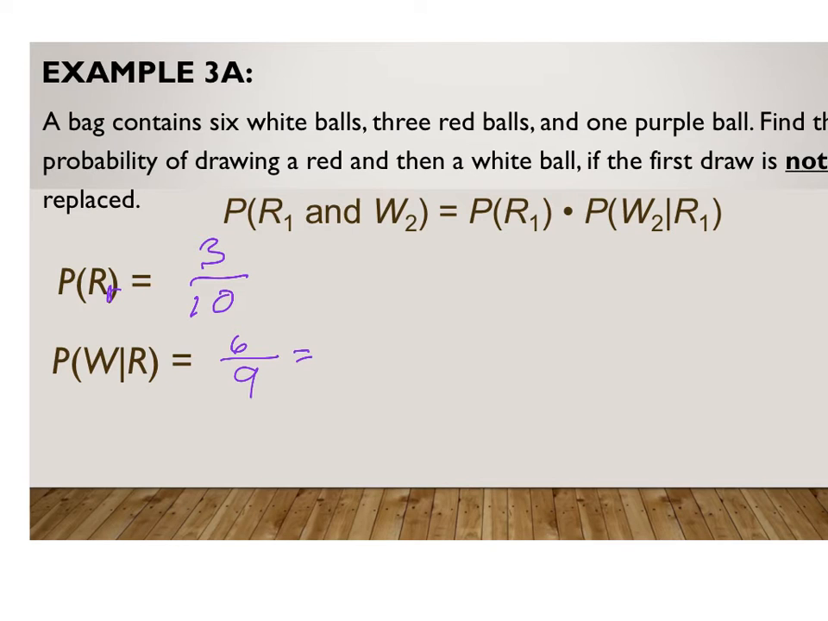This simplifies to 2/3. So now I multiply these to get my probability of red on the first and white on the second. So I have 3/10 times 2/3. And the 2 turns this 10 into a 5. I have a 1/5 probability. Yay! All right.